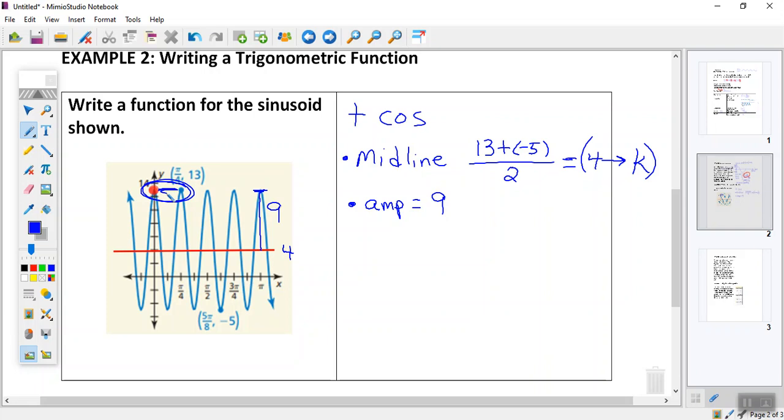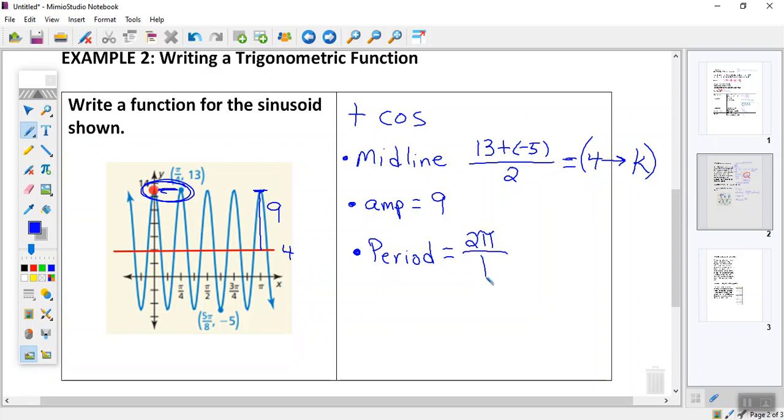Distance to start at 0 to get to pi over 4. How much distance in between? Pi over 4. Okay, so you guys have told me. Now don't confuse frequency with period. The period is the horizontal distance it takes to complete one cycle. And a period, my friends, is equal to 2 pi over what?